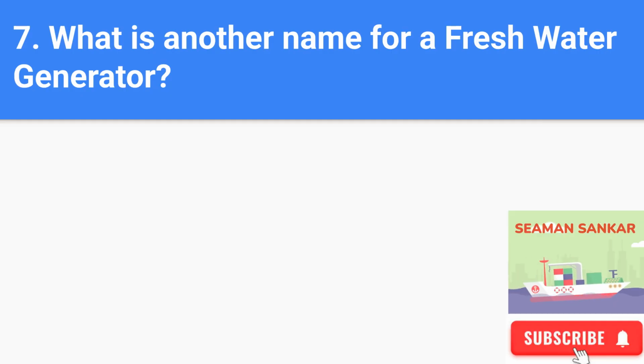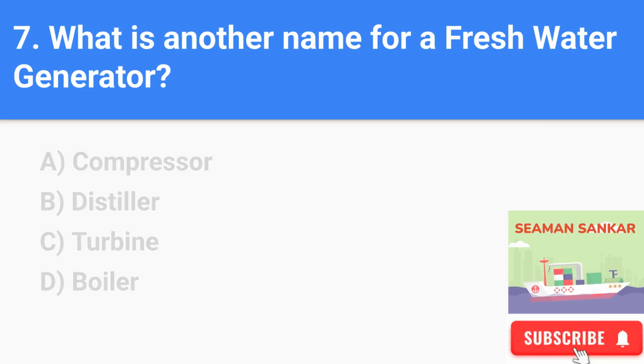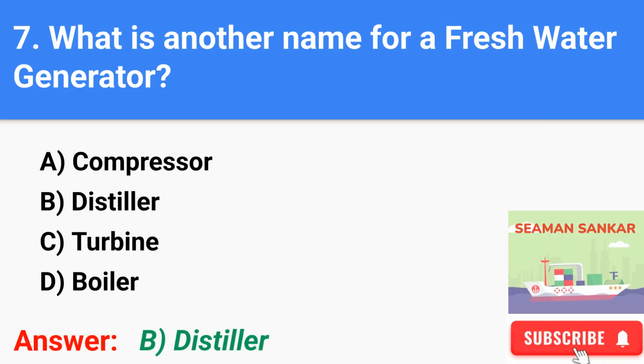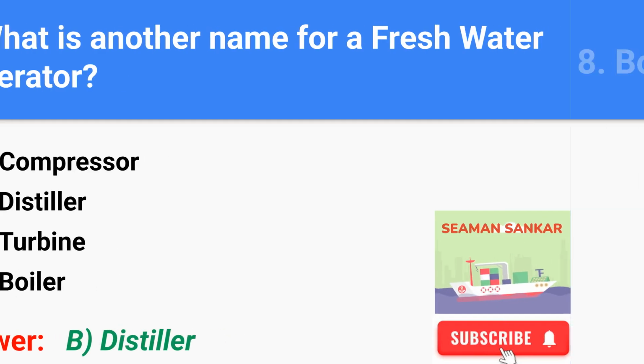Question 7. What is another name for a freshwater generator? A. Compressor, B. Distiller, C. Turbine, or D. Boiler. The alternative name for a freshwater generator is B. Distiller, as it uses distillation to generate fresh water.